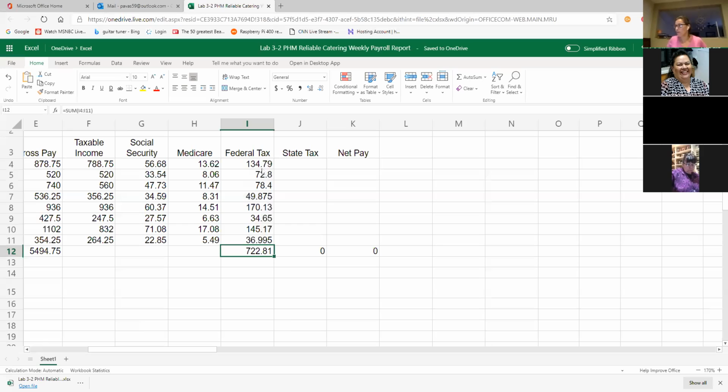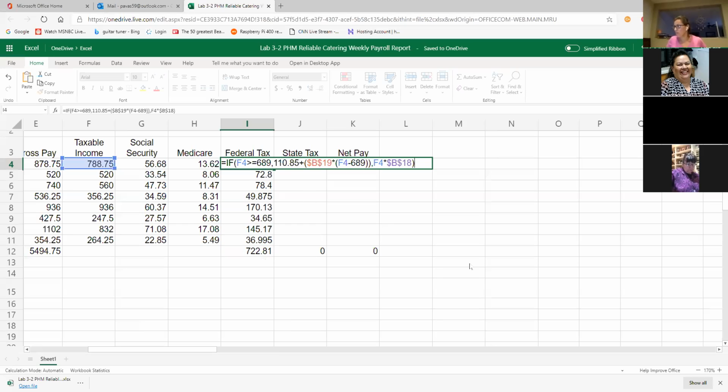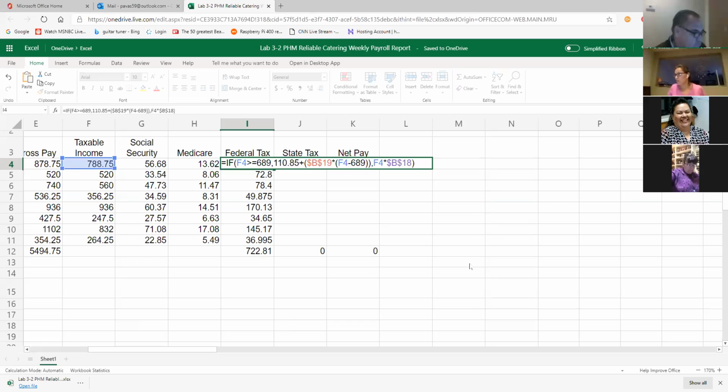Everybody's good, or need to work with the formula more? I'm good. That was step 12. We still need state tax and then the net pay, which is going to be just subtracting one from the other, I'm sure. All right, so let's do the state tax now.